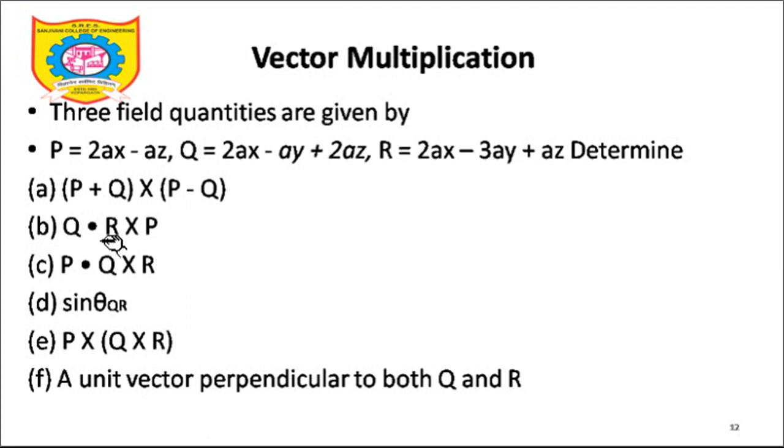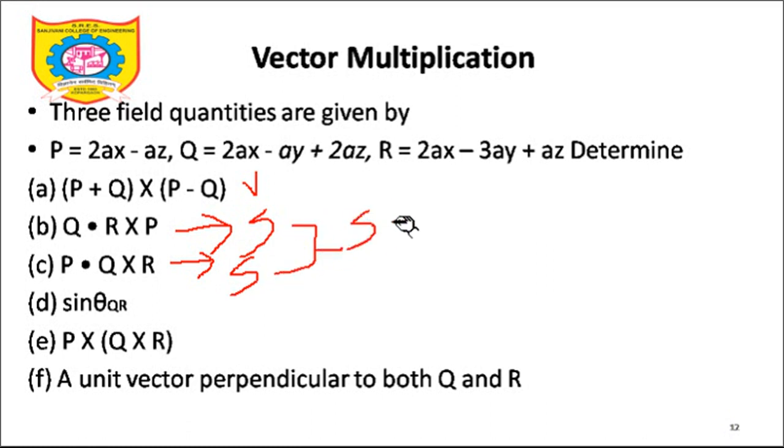Then Q bar dot (R bar cross P bar) is a scalar triple product. It will definitely result in a scalar entity. This will result in a vector entity. Then this will result once again in a scalar entity, and you can see both the results are the same. It is a property of the scalar triple product. As and when time comes, I will tell you that Q bar dot (R bar cross P bar) is the same as P bar dot (Q bar cross R bar).